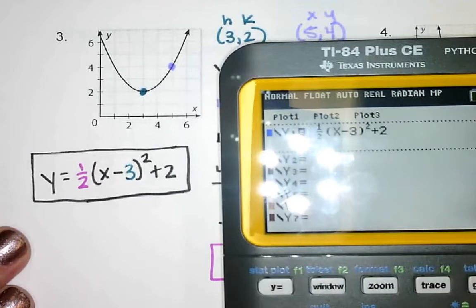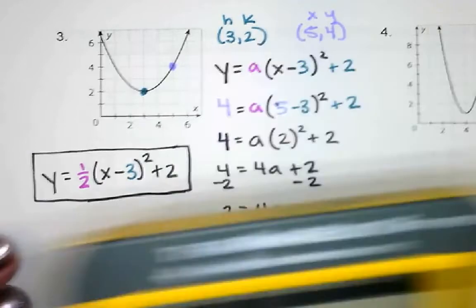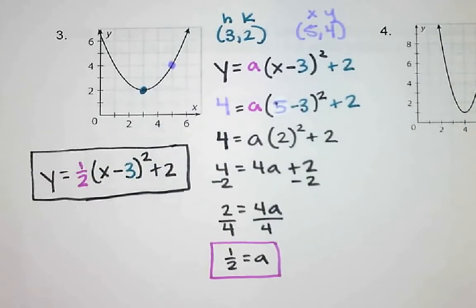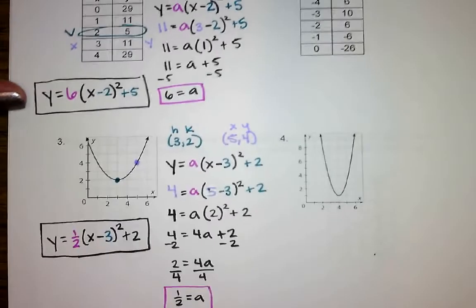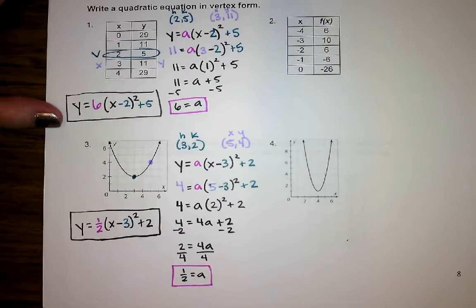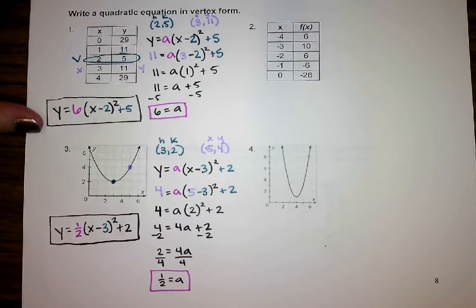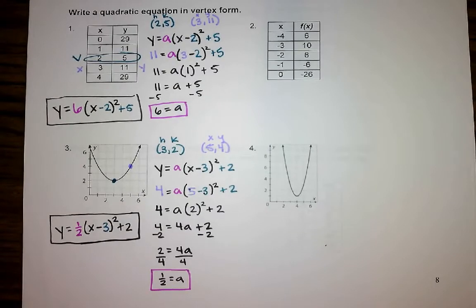So what I want you guys to do is I want you to do the same thing on numbers 2 and 4 on your own. All right, guys? You have one table and you have one graph, and I want you guys to write the lovely equation using that vertex form.